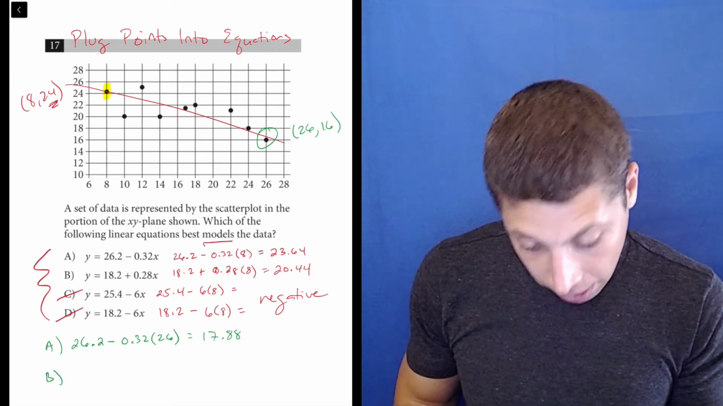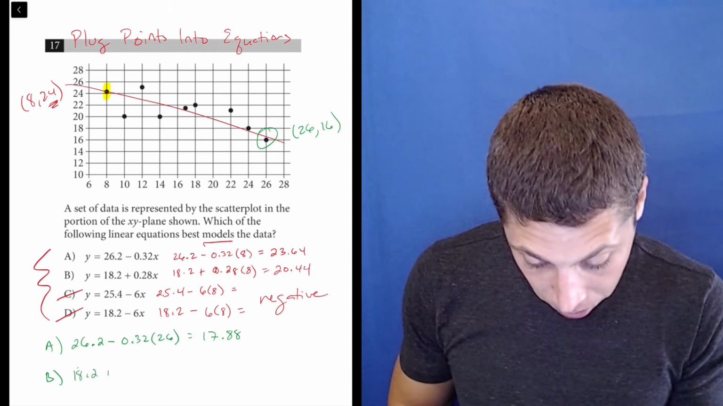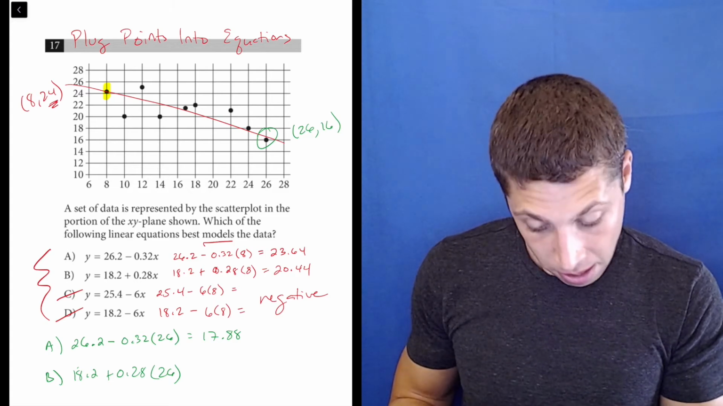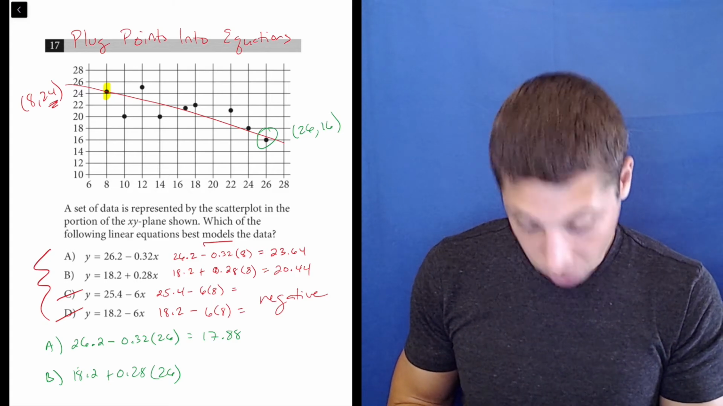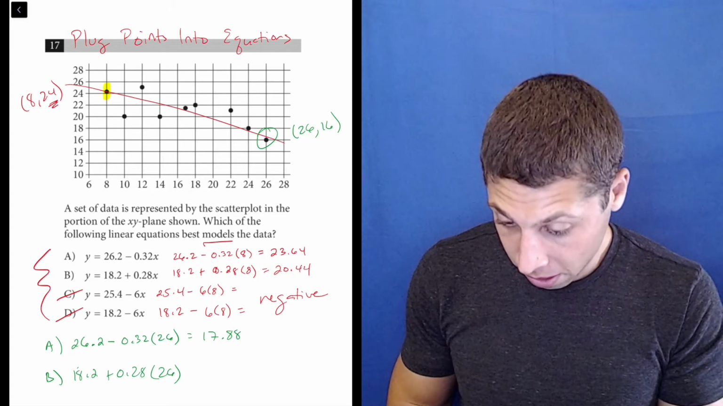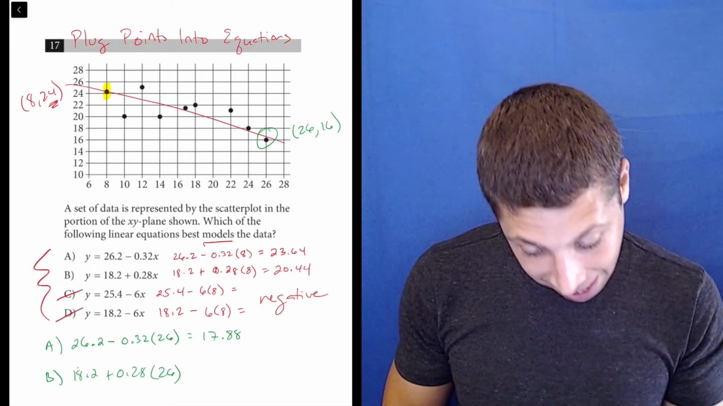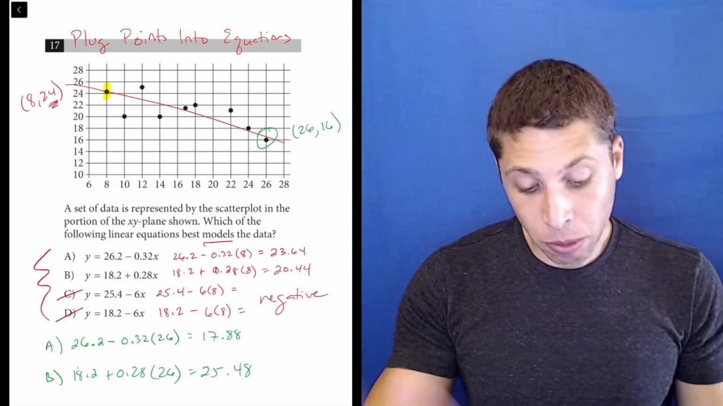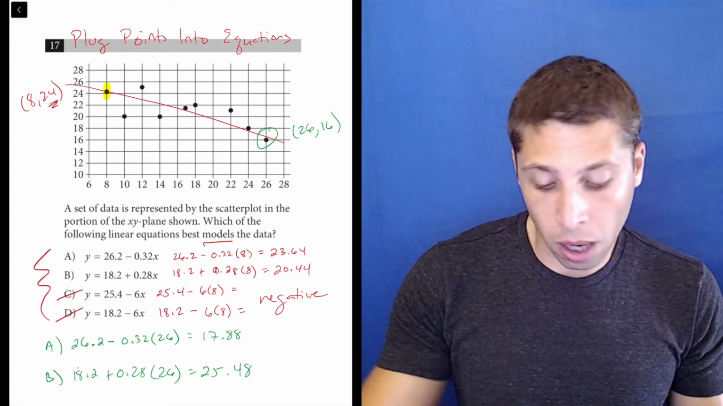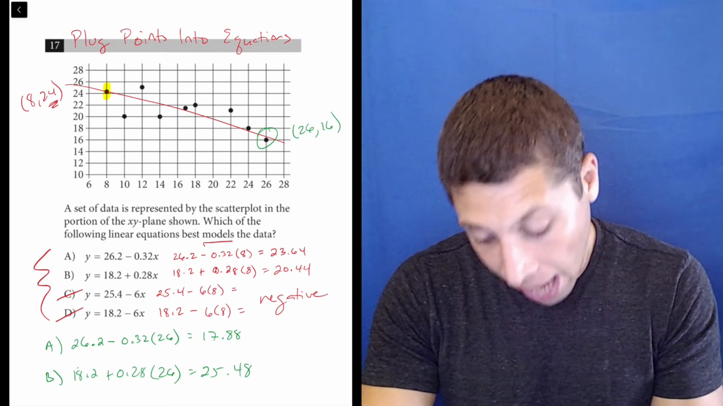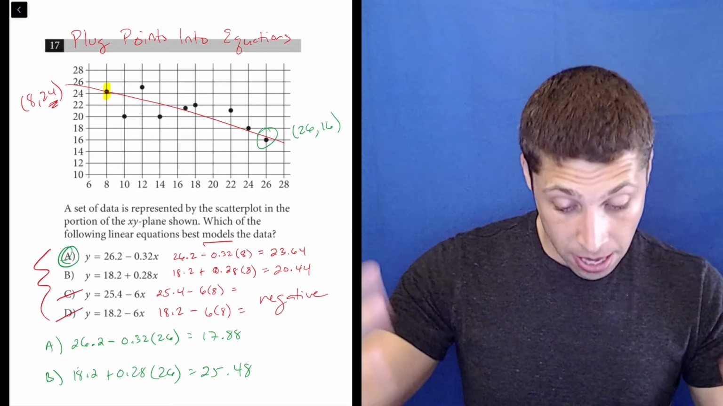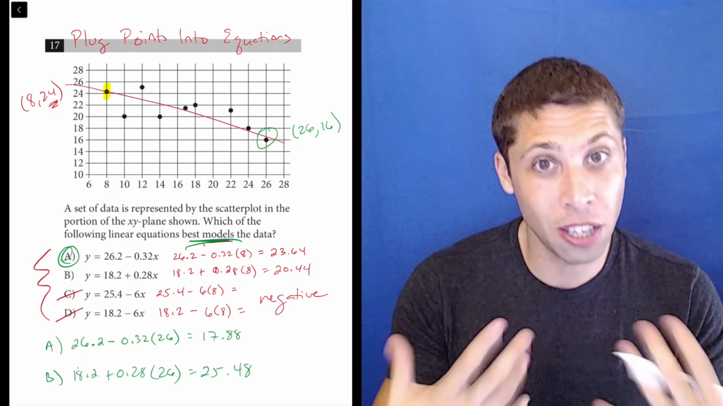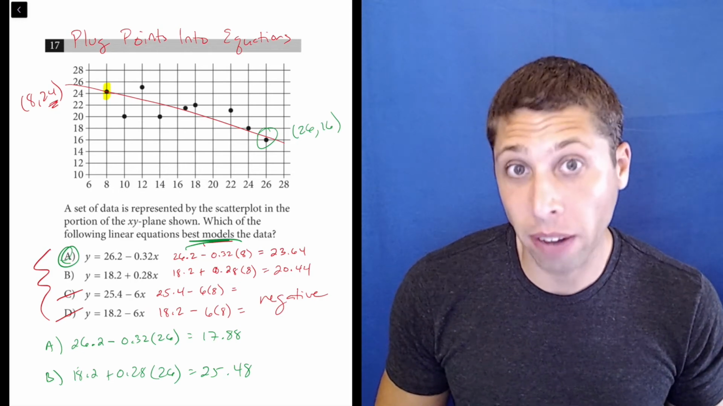And then we've got 18.2 plus 0.28 times 26 again. So 18.2 plus 0.28 times 26 is 25.48. That's really off. So it was already the case that B was more off than A, but now I'm certain of it. A is the better fit. It best models the data. It's not perfect because I'm estimating, but it's pretty darn close, and I would be very certain of that.